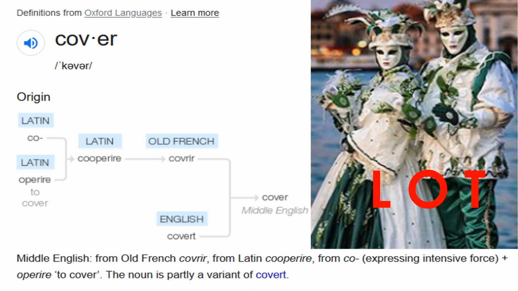Now, when stepping outside of Strong's and just simply looking at the dictionary understanding of cover, you have this word cover that is rooted in this other word covert. And so Lot essentially means something, someone who is covert. And so that's a part of the essence of his name.